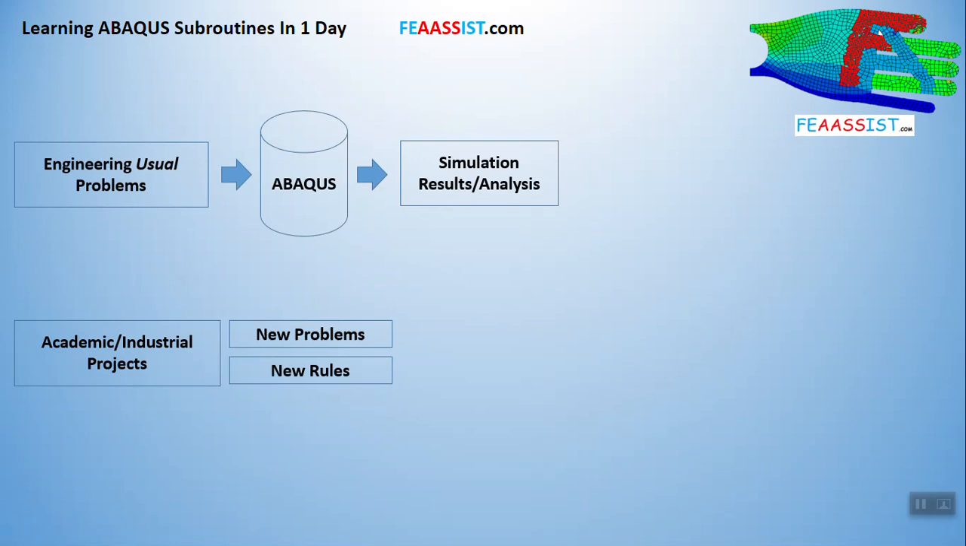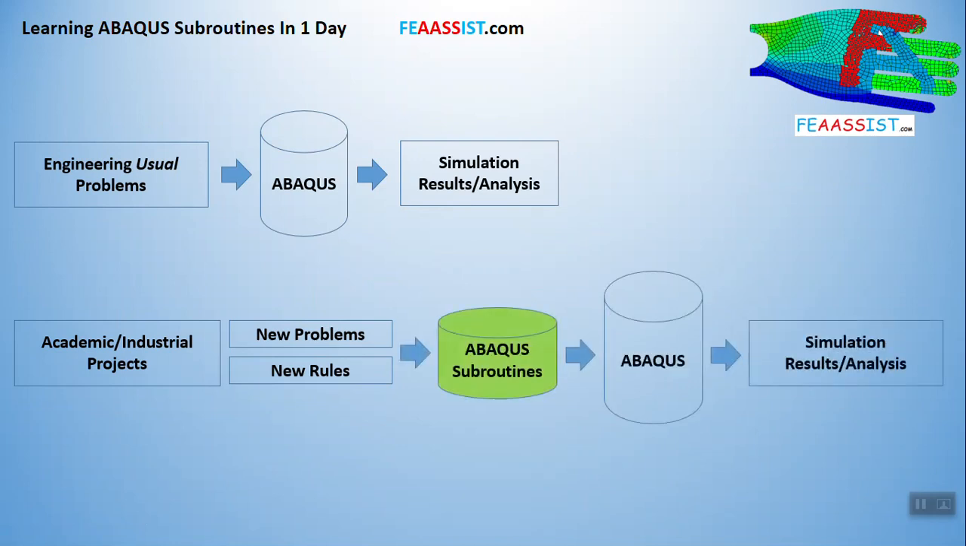Instead, we need a new tool to link with Abacus to solve our new problems. Abacus subroutines are very powerful tools that can be linked with Abacus to solve our problems, and you can use them to get your simulation results and analysis. But how to learn to write a subroutine? If you are able to write a new subroutine, you are a very powerful expert who can solve any engineering and academic problem.